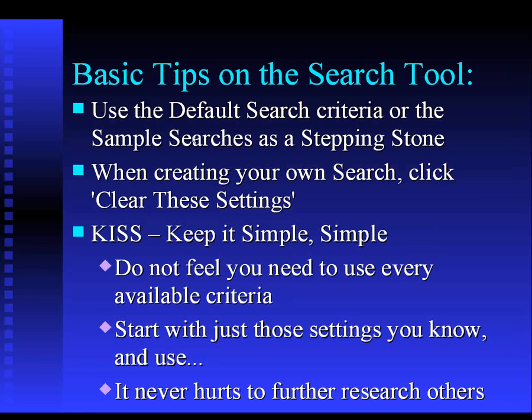I always shoot for a good, manageable list of maybe 35 to 45 different positions to help me save time with my research. When creating your own search, click Clear these settings, but remember to keep it simple. Do not feel that you have to use every available criteria for the options, the technicals, or the fundamentals. If I put everything into each one of those blocks, I'd have no results that match my criteria. Start with just those settings that you know.